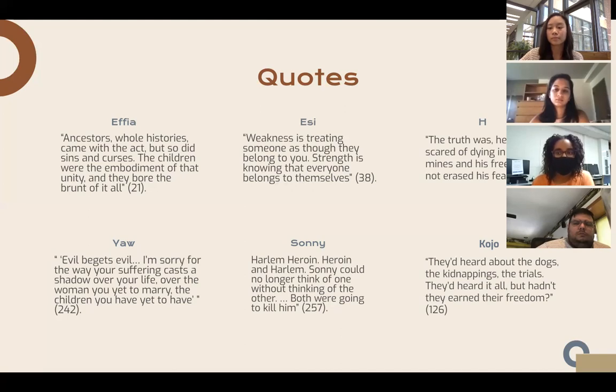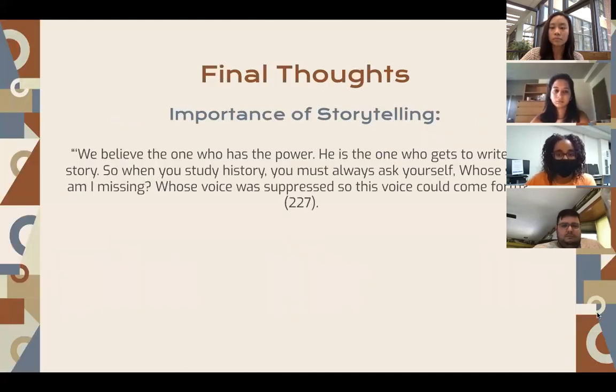So this enslavement mentality that goes throughout the book is a way that also connects each of the descendants to each other. And as a final thought to this whole book, there was a great quote from near the end in Yaa's chapter, and it goes as follows. We believe the one who has the power is the one who gets to write the story. So when you study history, you must always ask yourself, whose story am I missing?